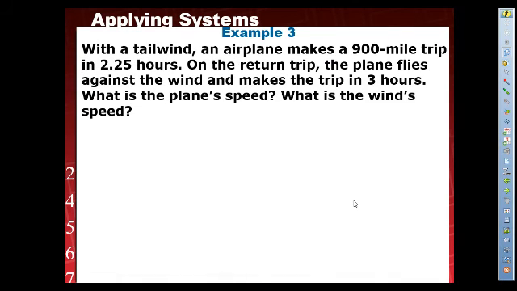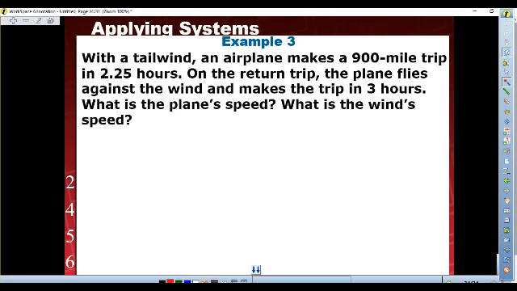Example 3. With a tailwind, an airplane makes a 900-mile trip in 2.25 hours. On the return trip, the plane flies against the wind and makes the trip in 3 hours. What is the plane speed? What is the wind speed? As you're copying that, follow along. I'm going to go a bit faster on this one. Notice that this one is a little bit different from the rest.